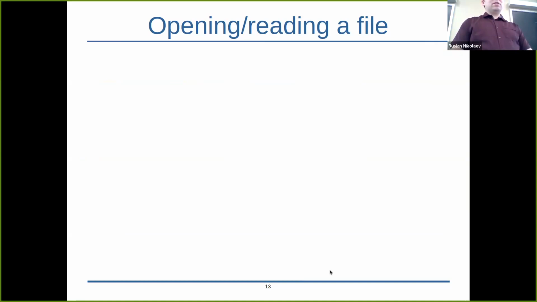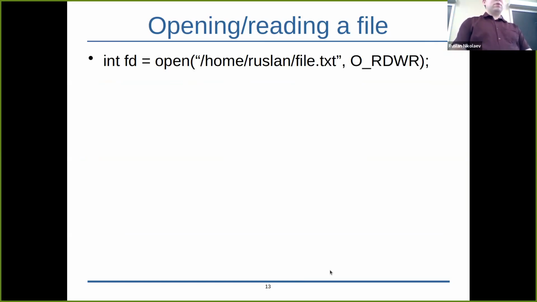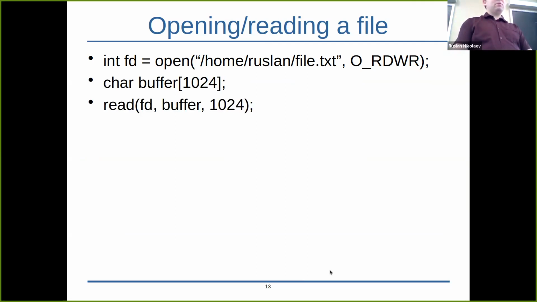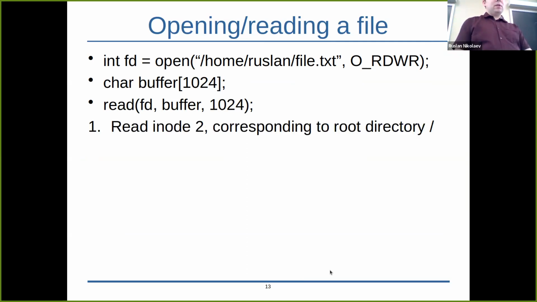So now let's say we want to open or read a file. So what will we do? We open home Ruslan file.txt and retrieve the file descriptor for that, right? That's the interface. So let's see what will actually happen. Then, of course, we're going to read from that file. Maybe we're going to read 1 kilobyte. So let's see what will happen with the open operation.